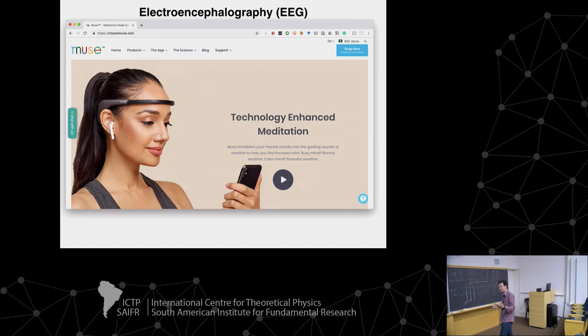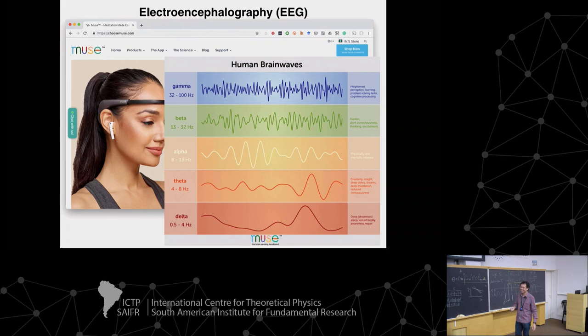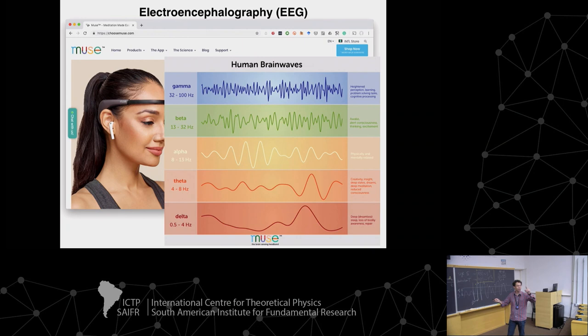They are represented nicely like this. So the alpha band, between 8 and 13 hertz, by the way, is the same frequency that appeared in the model in the previous lecture, when the oscillations emerge. That's what you observe in your EEG if you're physically and mentally relaxed. The beta band, 13 to 32 hertz: awake, alert consciousness, thinking, excitement. Gamma band: heightened perception, learning, problem-solving tasks, cognitive processing.